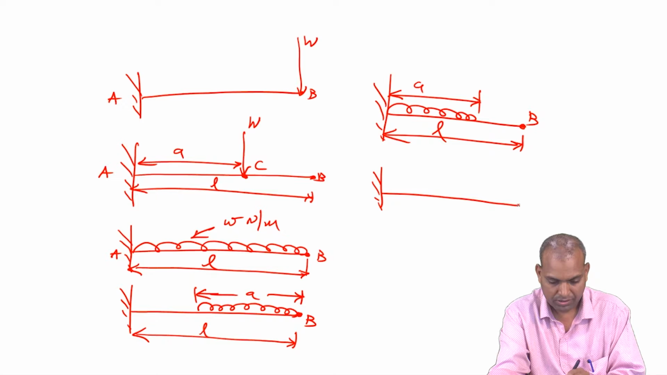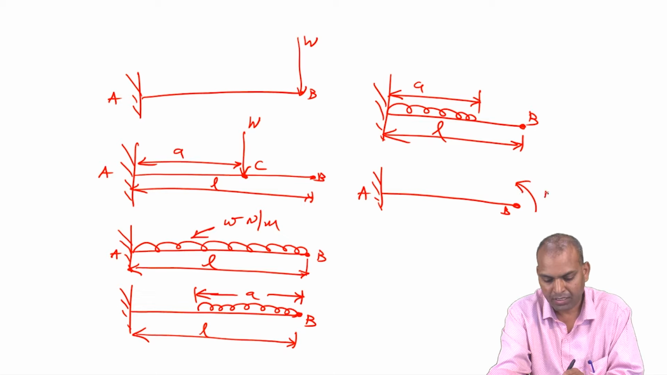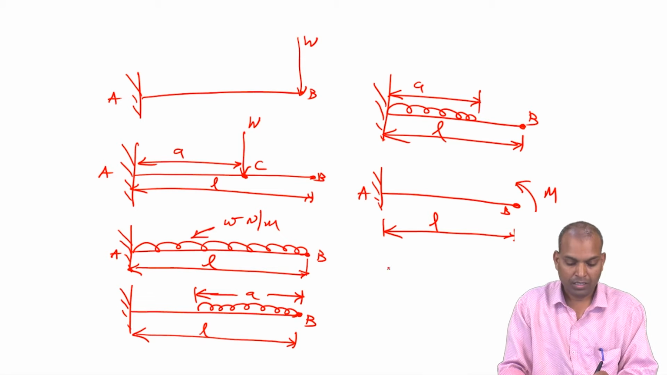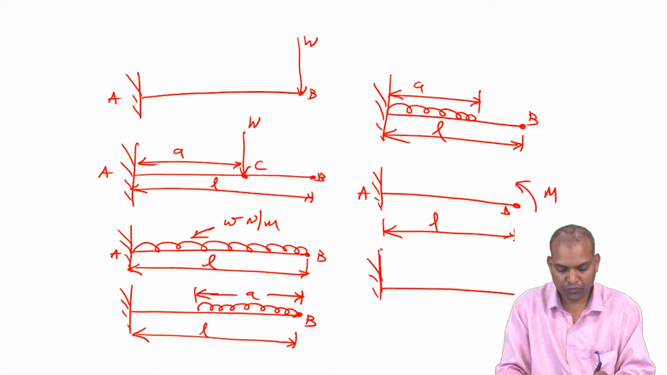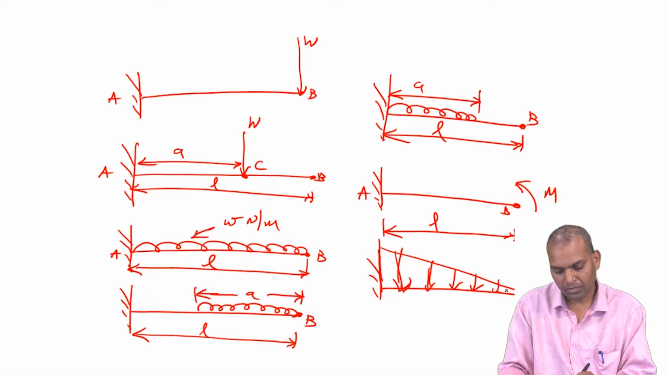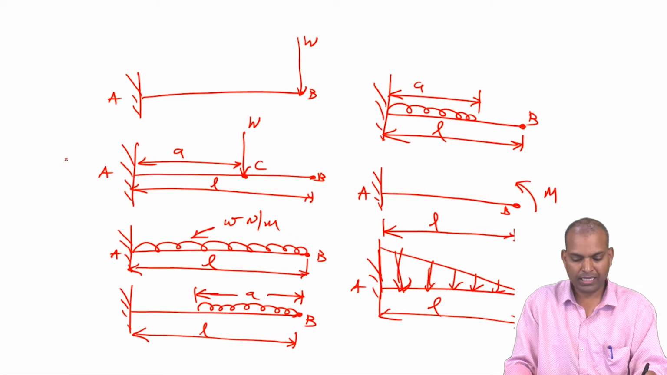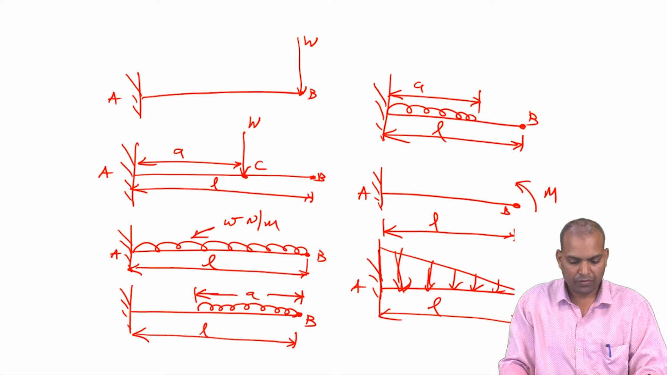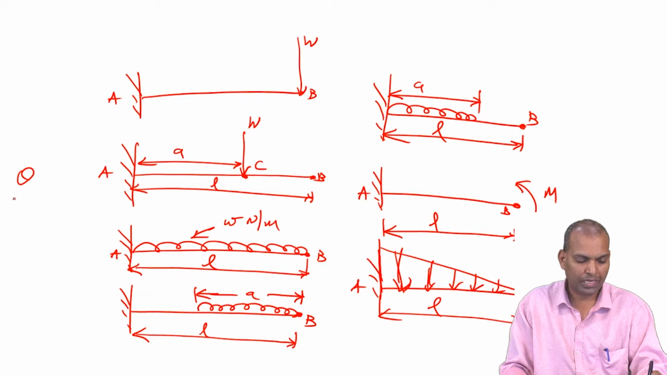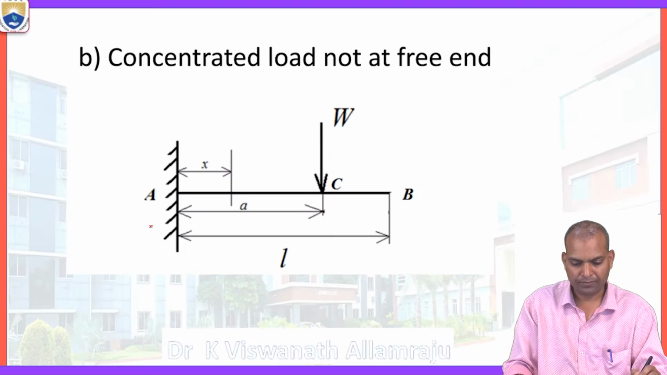And one more case: no UDL, no point load, only a moment acting, either clockwise or counterclockwise, for a span of the beam L. And finally, the UVL acting throughout the span of the beam, again of length L. So these are the 5 cases we are going to consider here, and derive the slope and deflection equations for these cases in this session.